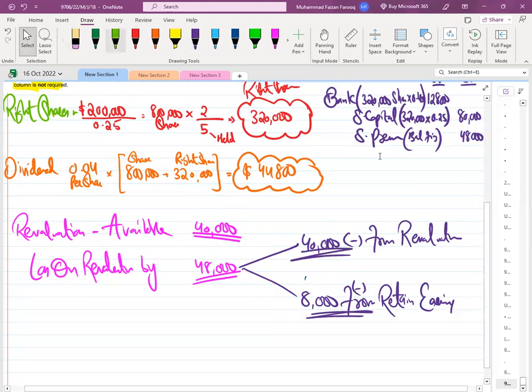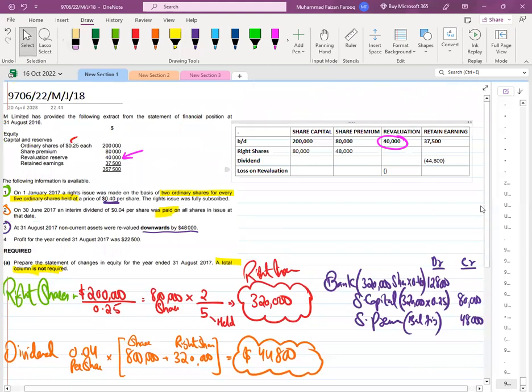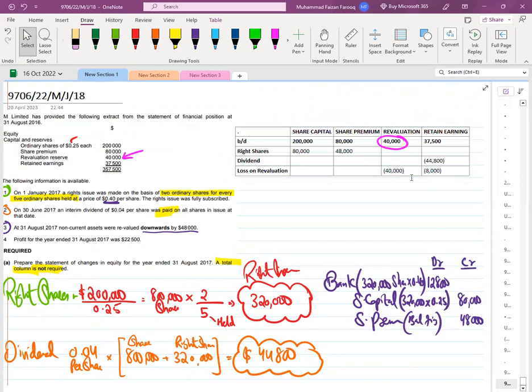So if this type of thing happens in the paper, that the revaluation loss is higher than the amount of revaluation available, the excess, which is 8,000 here, needs to be deducted from retained earning, because no column can be in negative form. It's not allowed to write equity in minus. Got my point? Any other note left?